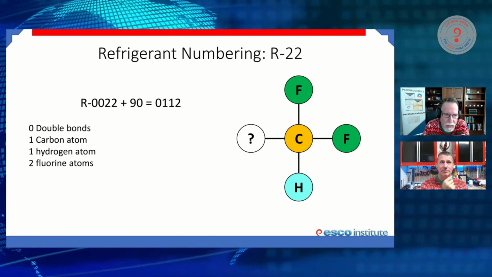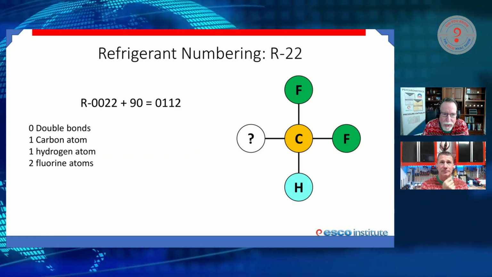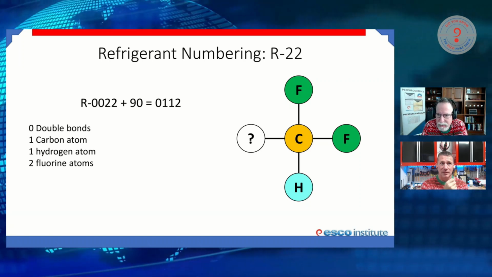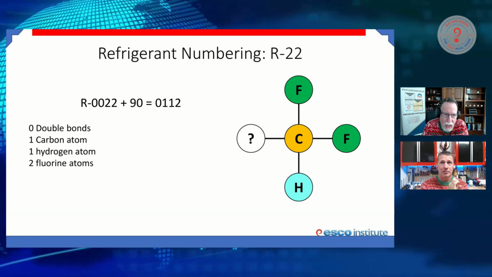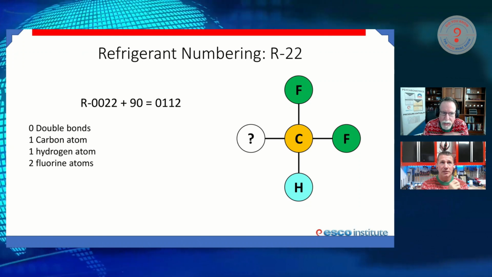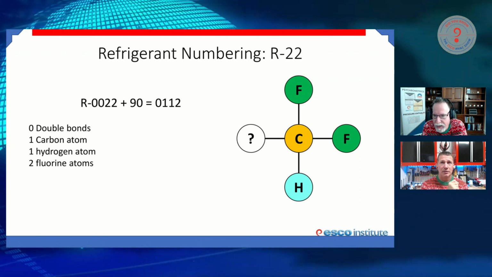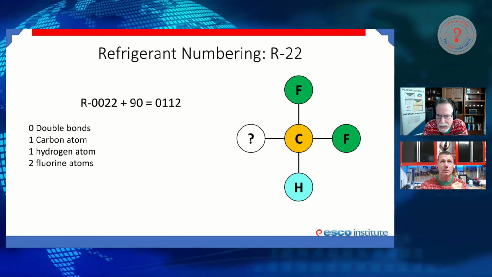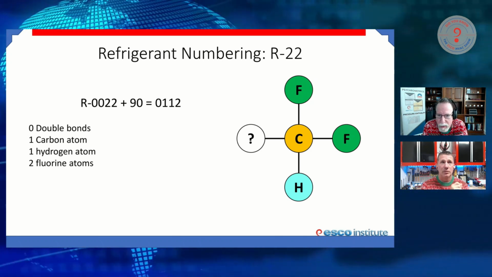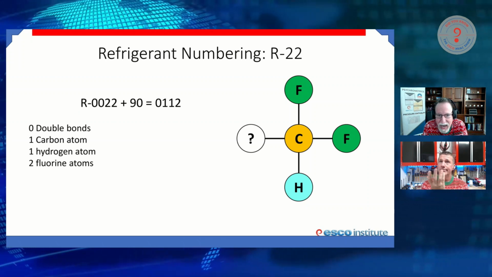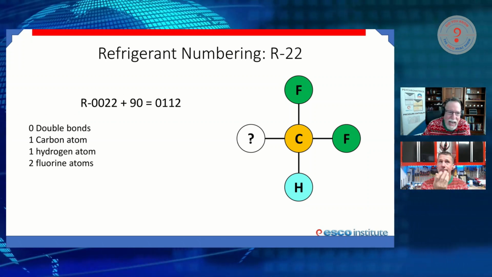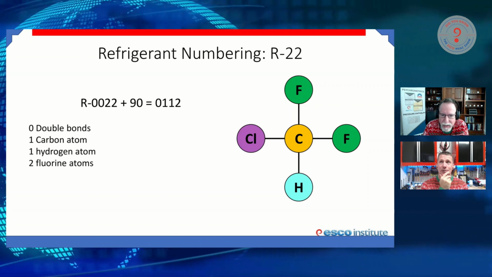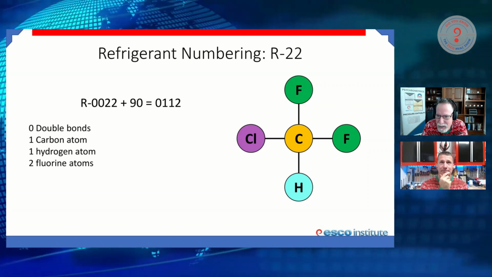So here is what it looks like. R22 plus 90 is 0, 1, 1, 2. 0 double bonds, 1 carbon atom. 1 carbon atom means we started life as methane. 1 hydrogen atom, boom. At the bottom, you see 1 hydrogen. 2 fluorine atoms, bing, bing. And 1 leftover, and that leftover space gets filled with chlorine. And there we go. That's simple.